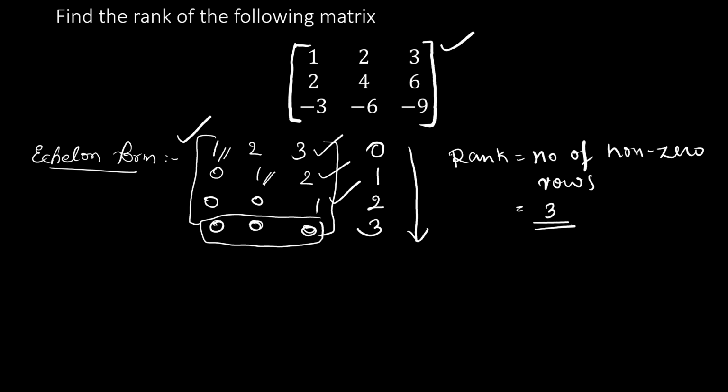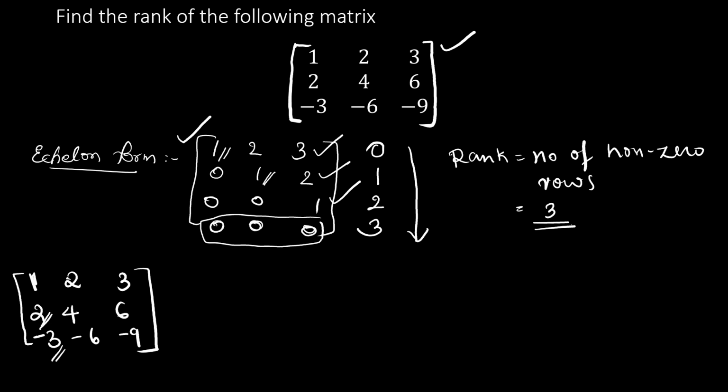Now, we will find the rank of the given matrix. The given matrix is 1, 2, 3, 2, 4, 6, minus 3, minus 6 and minus 9. First we'll convert the matrix into echelon form. So first we'll convert these two terms to 0. That is, R2 gives R2 minus 2R1 and R3 gives R3 plus 3R1.